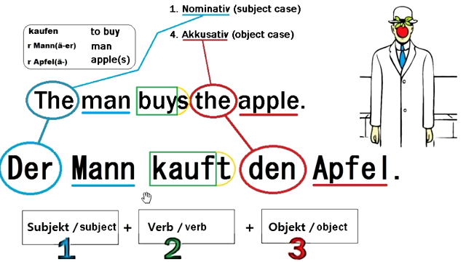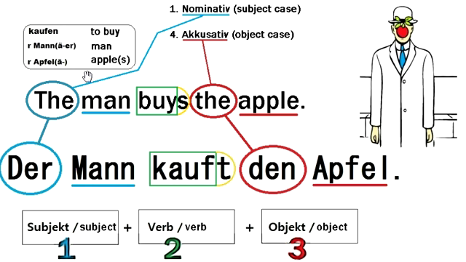Der Mann kauft den Apfel. The man buys the apple. Have you noticed the similarity? This is because English and German are historically related languages.